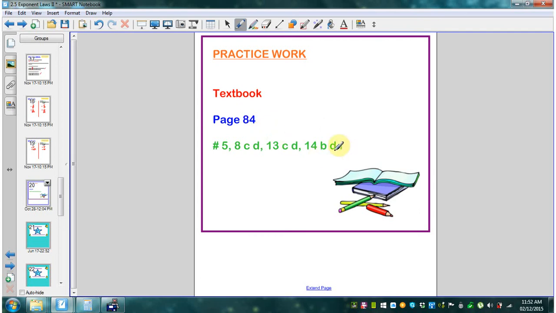Okay, so write these down in your book so that you know which ones you're going to do, and then attempt these. Good luck with it. Let me know if you have any questions.